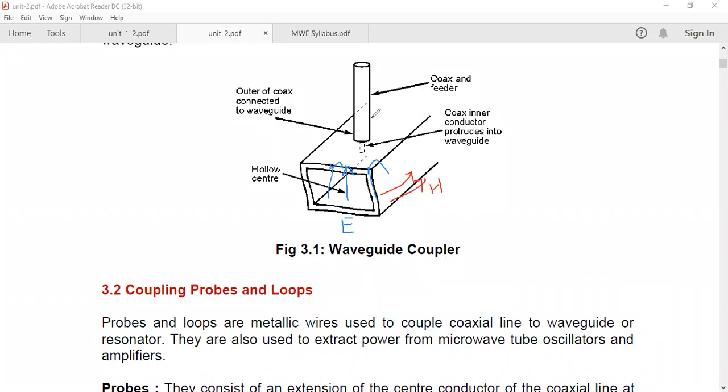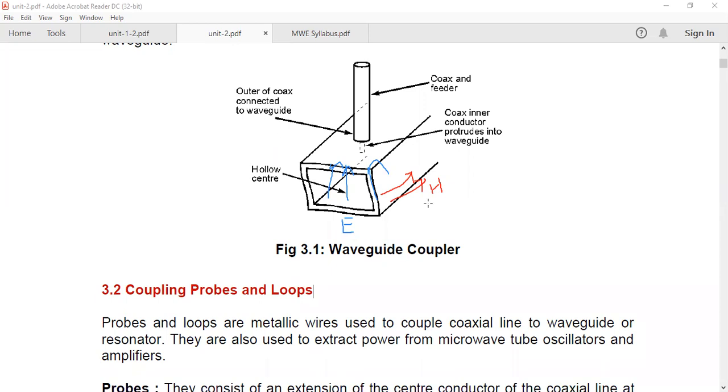Now see here, I already know the coaxial cable has an inner conductor and an outer conductor. The inner conductor I have inserted into the hole. The outer conductor is connected to the rectangular waveguide. Now see, probes are parallel to the electric field lines. Remember this point, and loops are parallel to our magnetic field lines. Loops I connect into either of the two edges of the rectangular waveguide, here this edge or that edge.